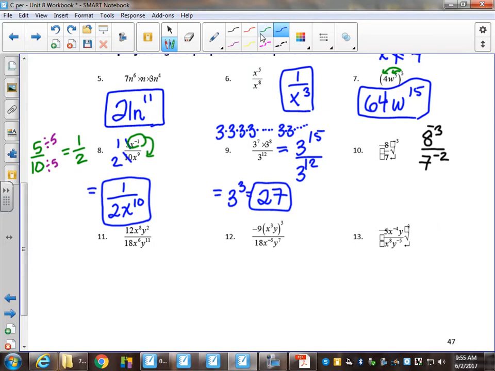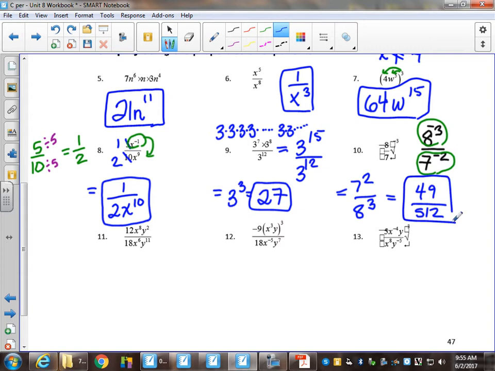Number 10, what are we going to do? Bring it down. Bring the negative. What needs to move? The negative. Both numbers. Does 7 go up? And does this have a negative exponent? Yes, has to move. Does this have a negative exponent? Yes. So when I rewrite this so that I have positive exponents, what does it become? 7 squared, 8 to the 3rd, 49, 5 to 12.